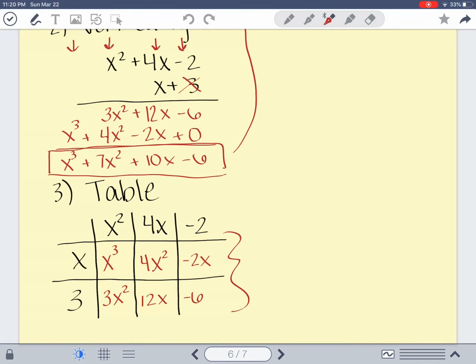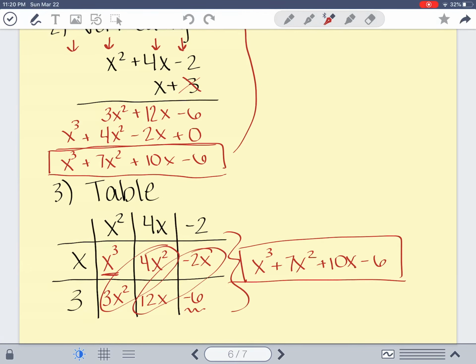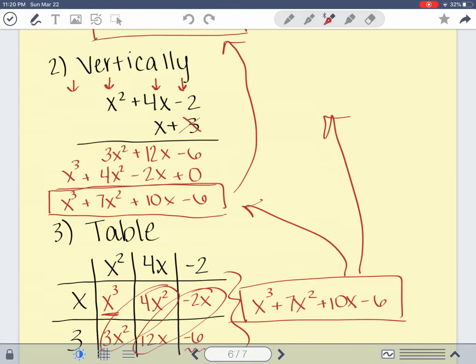Just like in all previous ones, we're going to go through and combine our like terms. So our x cubed has nothing to combine with. Combine our x squareds to get a positive 7x squared. Combine our x values, so we get a positive 10x. And then our constant here is just by itself and we get a negative 6. Again, this is exactly the same as what we got for the previous two.